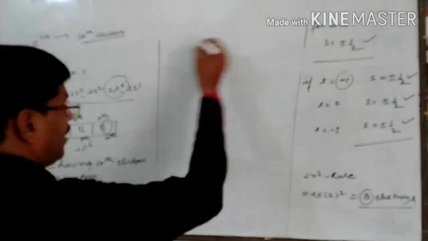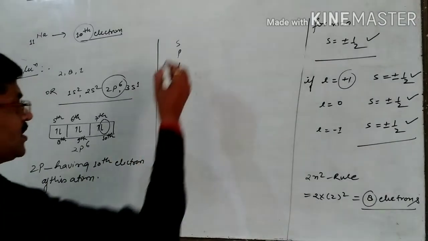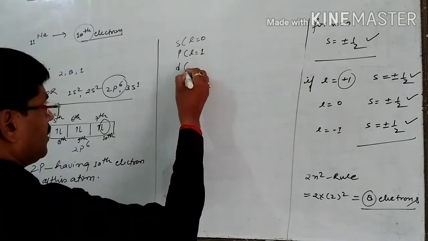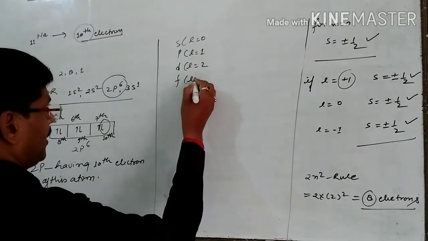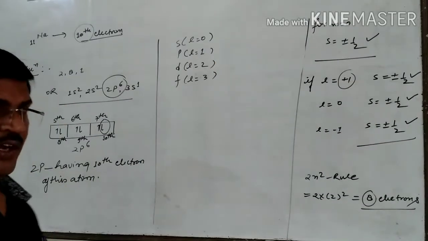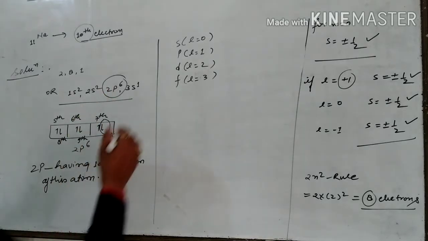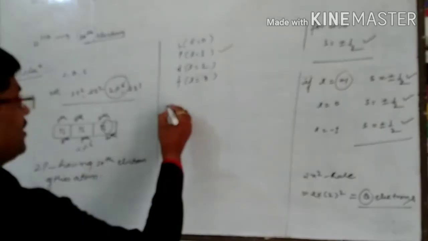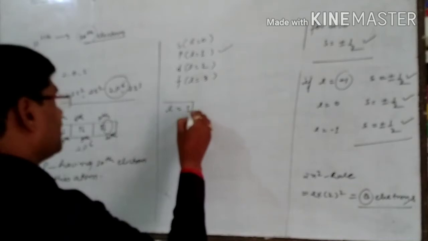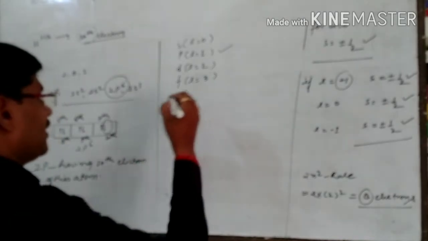So you know that in quantum numbers I have written s, p, d, f, these are the subshells. S has l equal to 0, p has 1, d has 2 and f has 3. It means you can easily find the value of the azimuthal quantum number. The electron is in p, that's why l is equal to 1. It means you are able to find the value of the azimuthal quantum number.